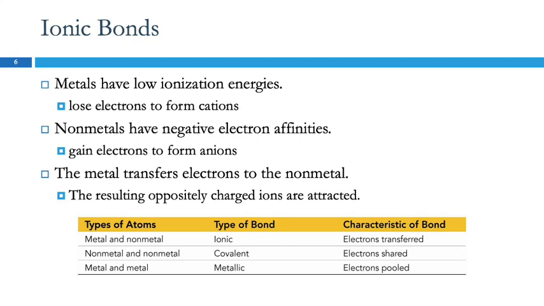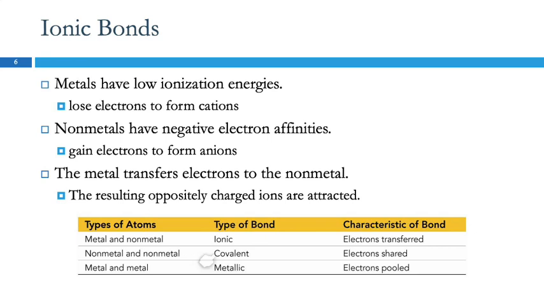So ionic bonds are between ions. Right? So metals have low ionization energies. They lose their electrons. Fairly easy to form cations. Nonmetals have negative electron affinities. They like to gain electrons to become anions. So what happens here is that a metal atom will transfer electrons to the nonmetal. And when that happens, now we've got a positive ion and a negative ion, and all of a sudden they're super attracted to each other. So, ionic bond, we've got metal and nonmetal elements, and electrons are being transferred.